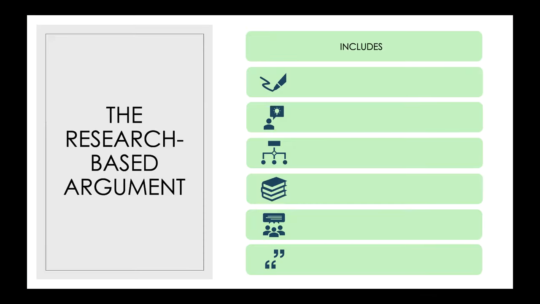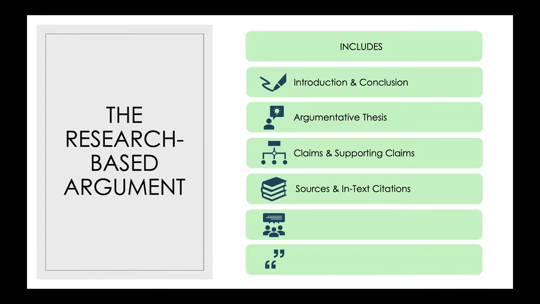Your final writing project must include an introduction and conclusion. You'll also need an argumentative thesis that explains what your argument is. In body paragraphs, you'll make claims and supporting claims that back up your argument. You must use sources and in-text citations to properly credit your sources.